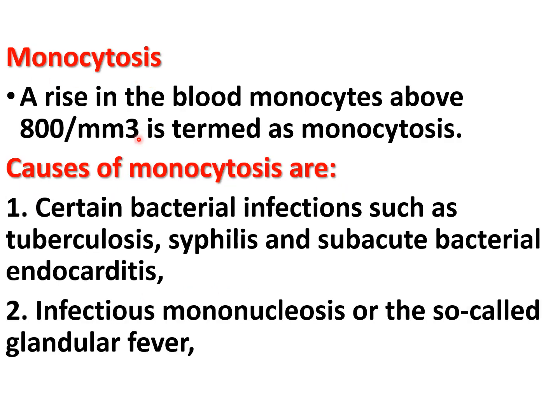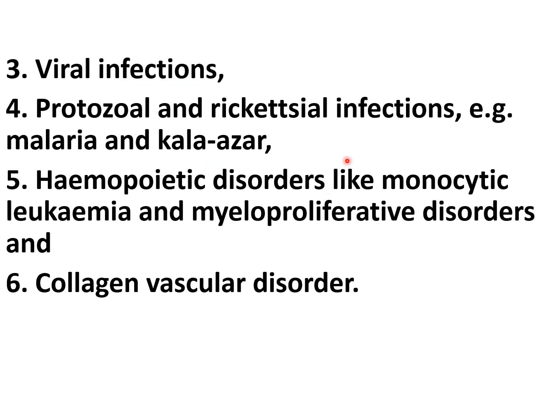Then monocytosis. What is monocytosis? An increase in the number of monocytes above 800 per mm cube is known as monocytosis. Then what are the causes of monocytosis? Certain bacterial infections such as tuberculosis, syphilis and subacute bacterial endocarditis, and infectious mononucleosis, in which conditions the monocyte count is increased. Also in viral infection, protozoal and rickettsial infection like malaria and Kala-Azar. Then hemopoietic disorders like monocytic leukemia and myeloproliferative disorders, and collagen vascular disorders.